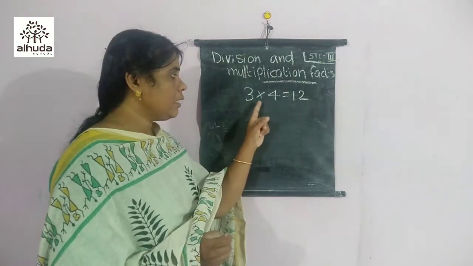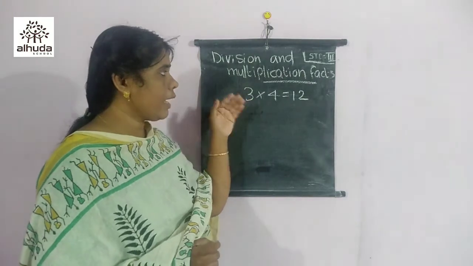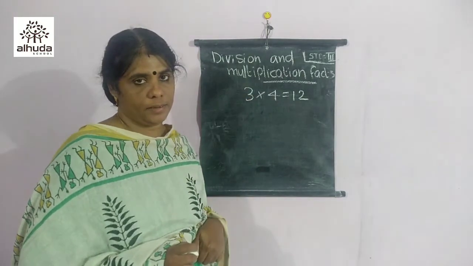Today we are going to learn about the division and multiplication facts. For an example, 3 fours are 12. 3 fours is equal to 12. How do we write the division fact here?